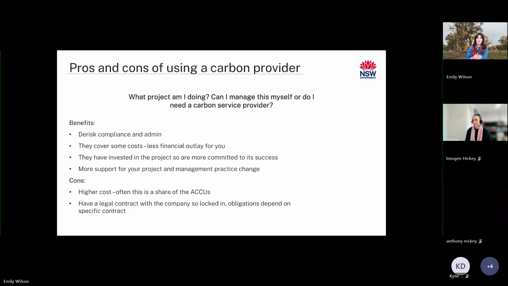Some of the cons to that, I suppose, or the costs that come with it, is that it's a higher cost, but often this is a share of the credits. So it's money or profit that you wouldn't have had unless you had done the project anyway. I guess another consideration is that you have a legal contract with the company, so you're locked in, and the obligations there will depend on the specific contract.